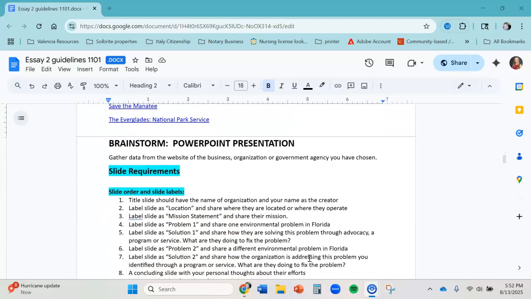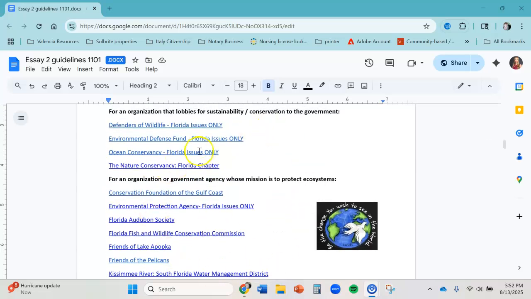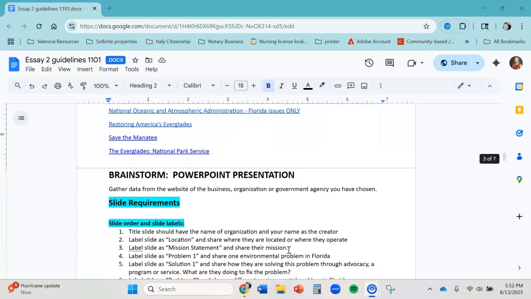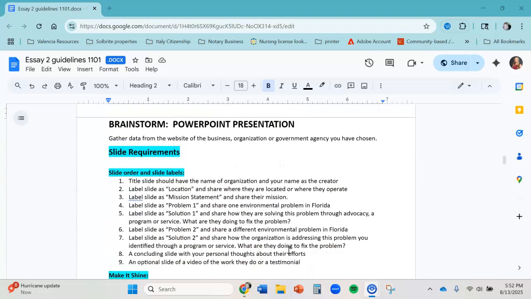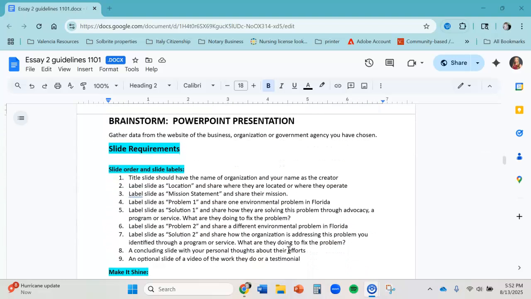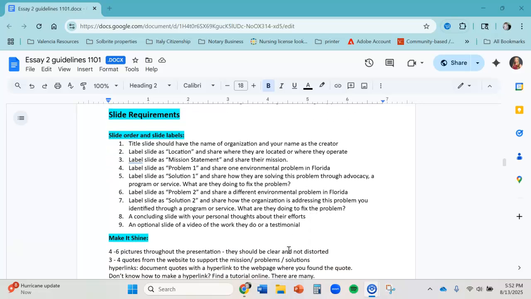Next, we're going to make a PowerPoint. So we're going to explore this website, whichever one you choose, and then from that website, you're going to use that information in a PowerPoint. The PowerPoint is only going to be about learning about that organization, business, or government agency. That's how we are learning about what they're doing. And the PowerPoint is very specific on the problems and solutions that you've identified that they aim to solve.